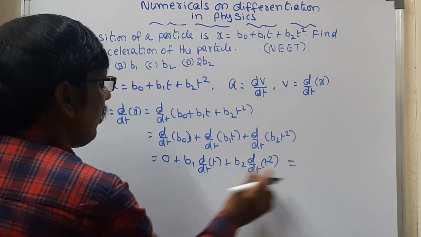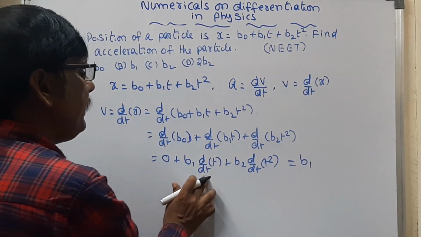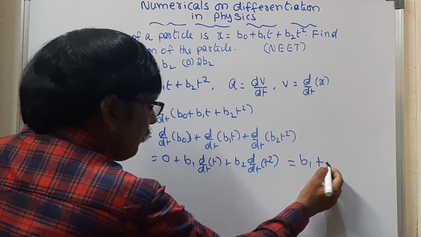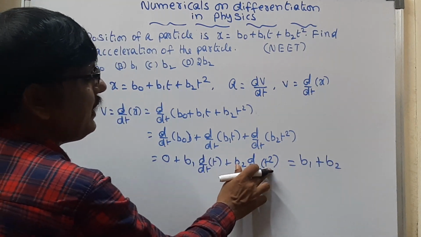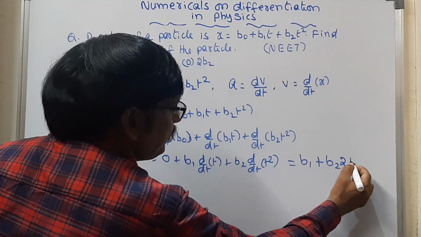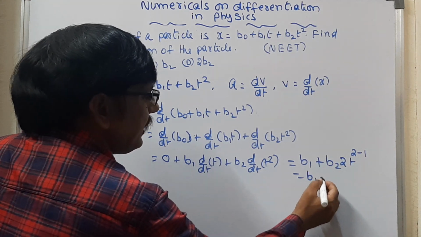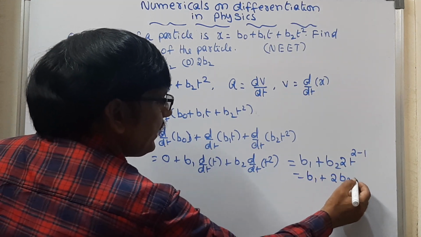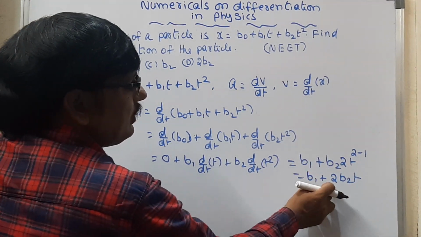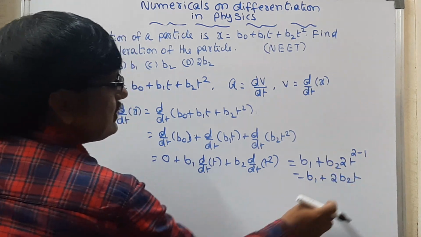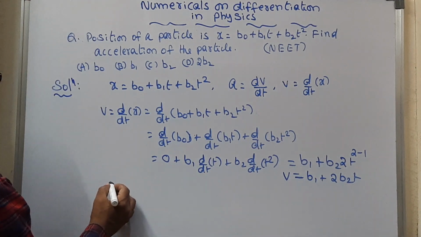Now the 0 we need not write, and for b1, dt by dt is 1, so b1 only we can consider. Plus b2 along with d by dt of t square, that is 2 into t power 2 minus 1. So ultimately what will you get? b1 plus 2b2t, isn't it? b1 as it is, and by simplification we get 2b2t power 2 minus 1, that is t. And what is this? This is velocity.